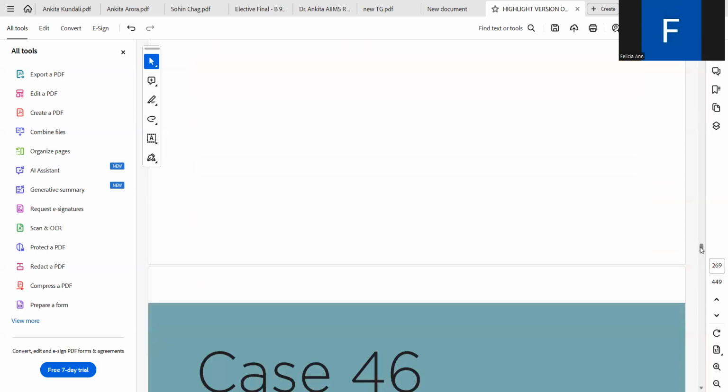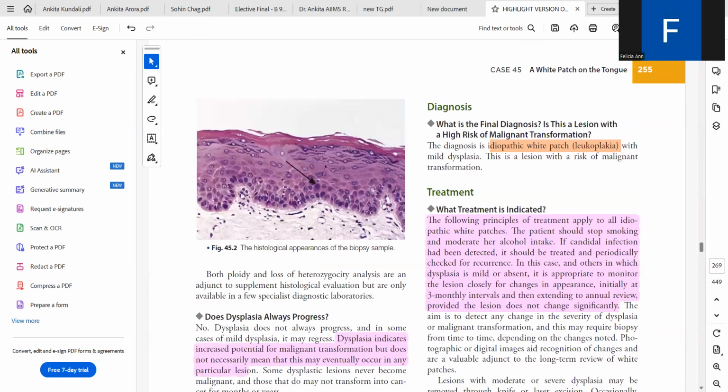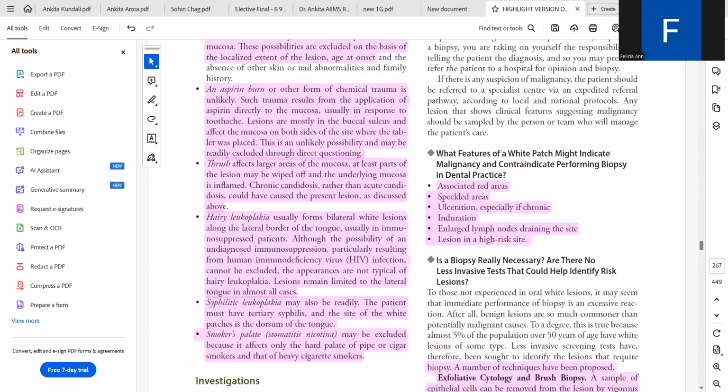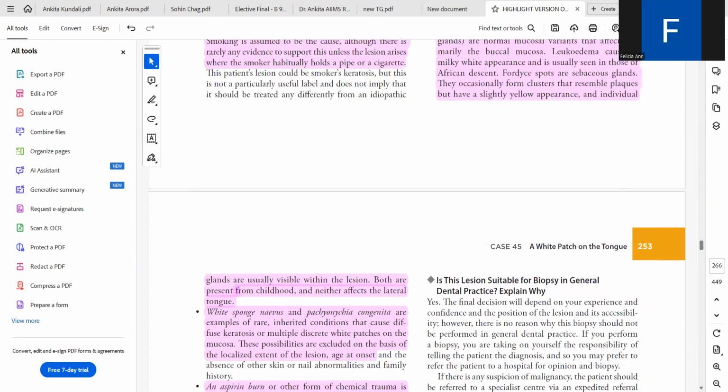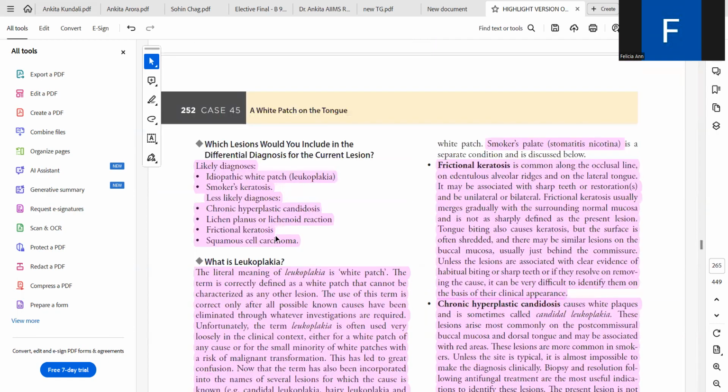So that completes our study of white lesions specifically. Basically, this was the case of leukoplakia, but we had read the differential diagnosis: leukoplakia, smoker's keratosis, less likely candidiasis, lichen planus, frictional keratosis, and squamous cell carcinoma. Any doubts?